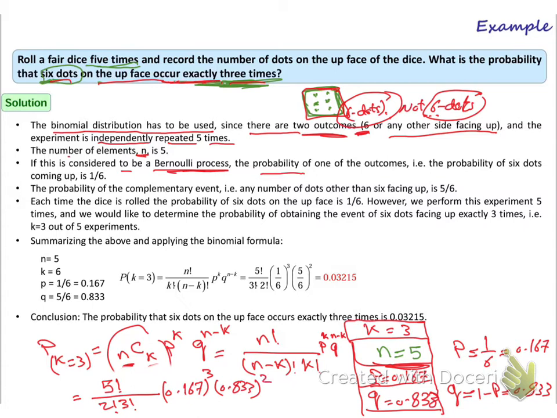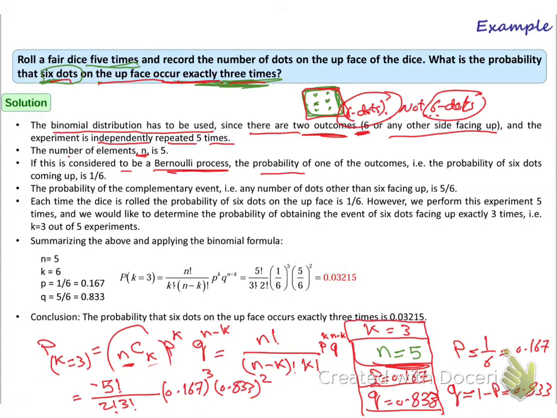So I can get them on the calculator. For this one, I can expand it. Instead of 5 factorial, it will be 5 times 4 times 3 factorial. So 3 factorial will cancel with the 3 factorial. 4 times 5 equals 20. 20 divided by 2 equals 10. So this will equal 10.